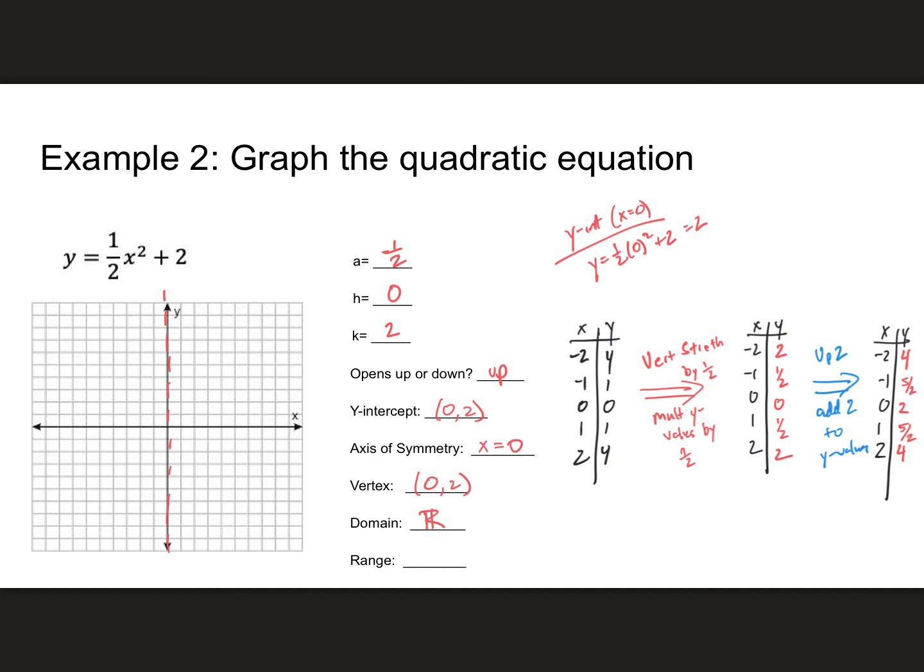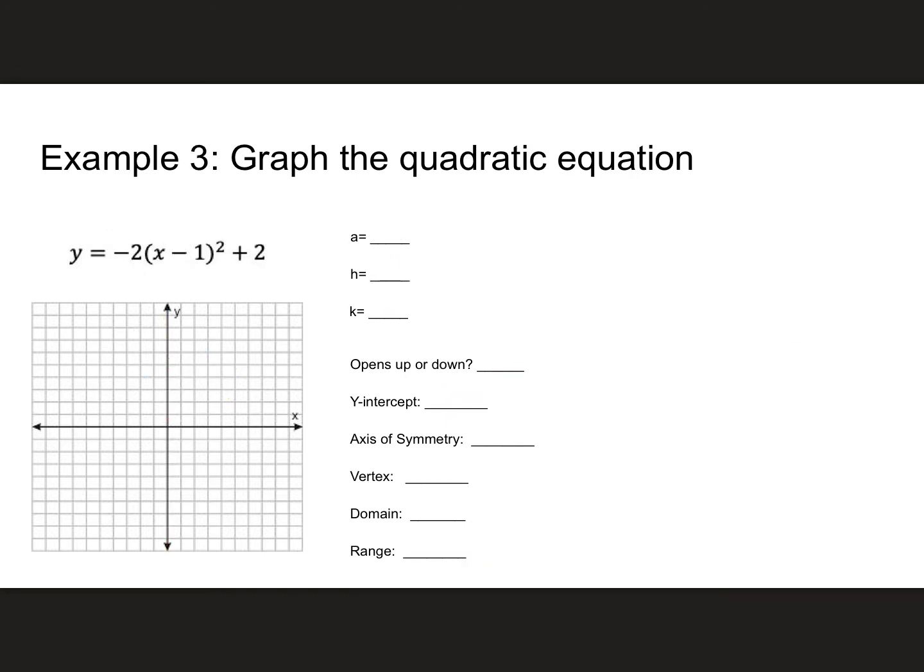So let's plot my points here. So (-2, 4), (-1, 2.5), (0, 2), (1, 2.5), and then (2, 4). So I get a wider quadratic equation that looks like that. The range. Okay, what about the range? It's from here and up. So again, I have y greater than or equal to 2 for the range. If you wrote that in interval notation, you might write it like this, 2 to infinity. Whichever way you're more comfortable with, I'll accept both.